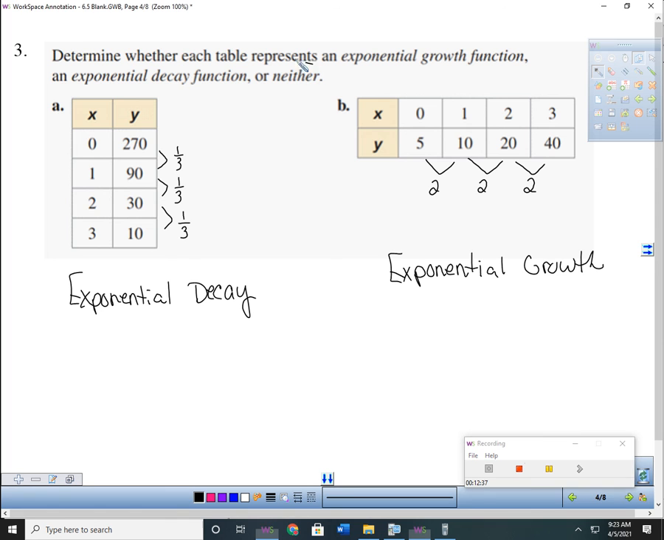Now, if you were to choose neither, that would mean that I wasn't multiplying by something every time that was the same. Maybe it was a third, and a half, or something. Or I might be adding the same thing every time. That's not exponential. So if I was adding to, adding to, adding to, that would not be an exponential thing. That would be a linear thing, all right? So you have to make sure you're multiplying by the same thing every single time.